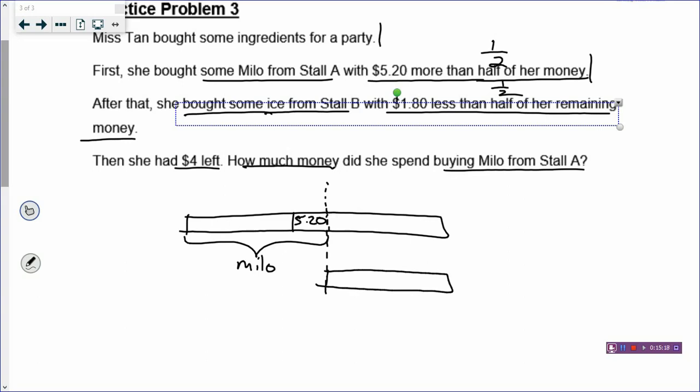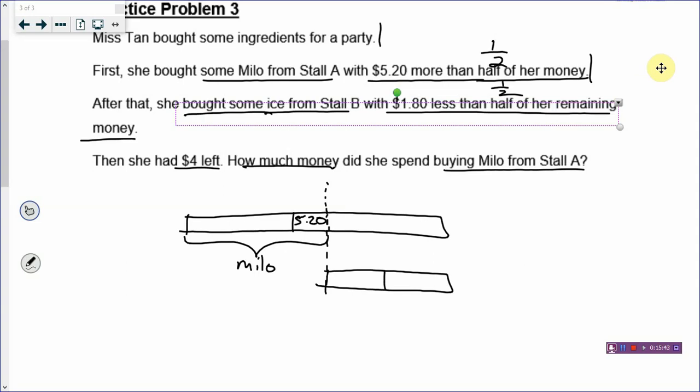So let's drop down the model, and let me just take away this thing. Okay, I can't remove that, so we're going to leave it there. This is the remainder money, and you cut it into half. Half. And she's going to buy some ice from store B with $1.80 less than half.